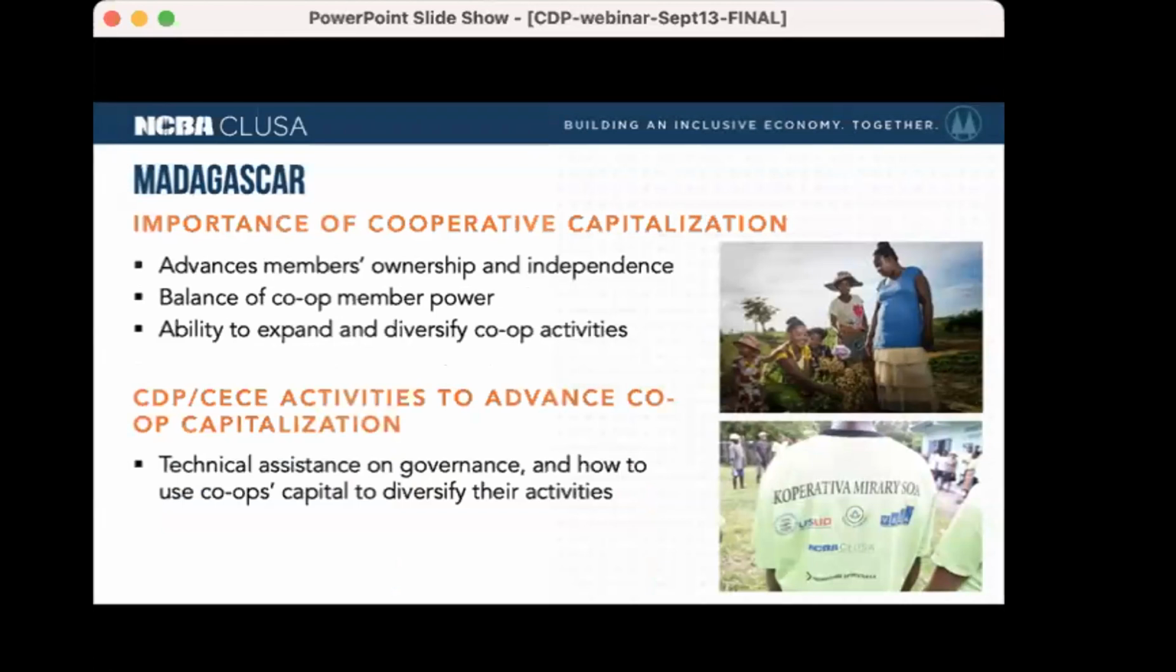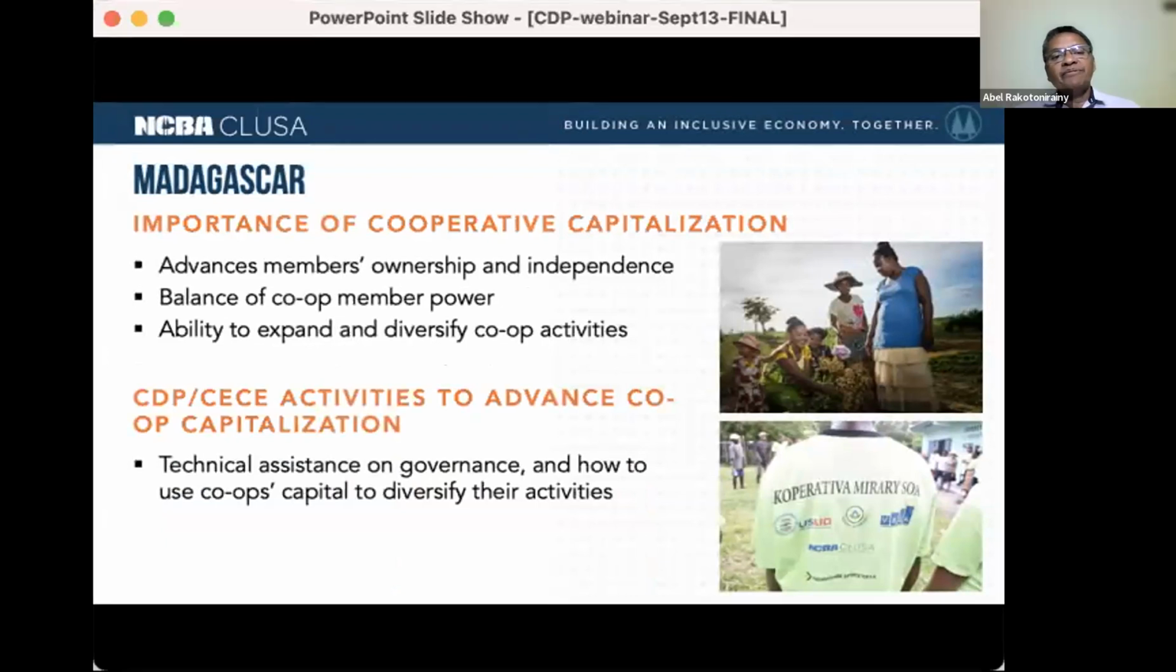Yes, capitalization is a very important part of cooperatives, and the thing is, up to recently, cooperatives were relying on external financing from government, subsidized from government or from the private sector. So there was a lack of ownership from the members, and that's the importance of bringing in the capitalization: advancing the members' ownership, and also balancing the power within the co-ops.